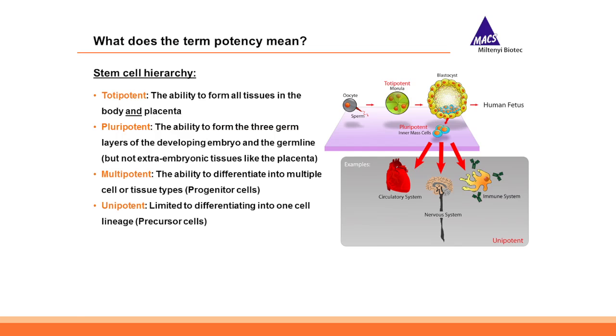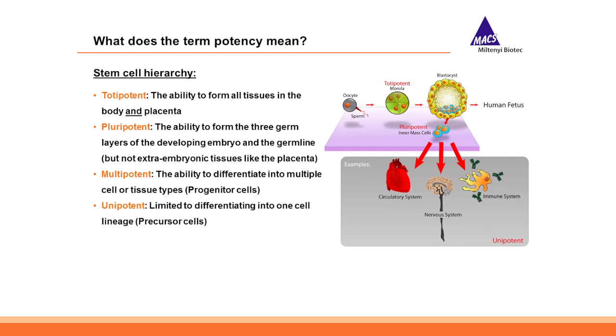These embryonal stem cells have a special feature: they can differentiate into all the lineages of a body. For example, they can differentiate into cells of the circulatory system, the nervous system, or the immune system. And if you follow this whole process of development, then this is what is described as differentiation.